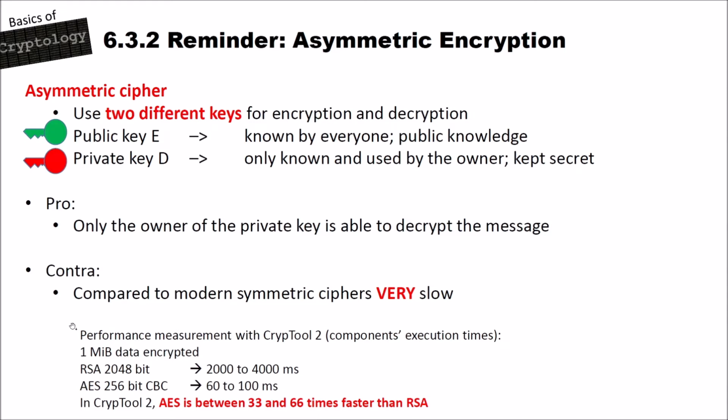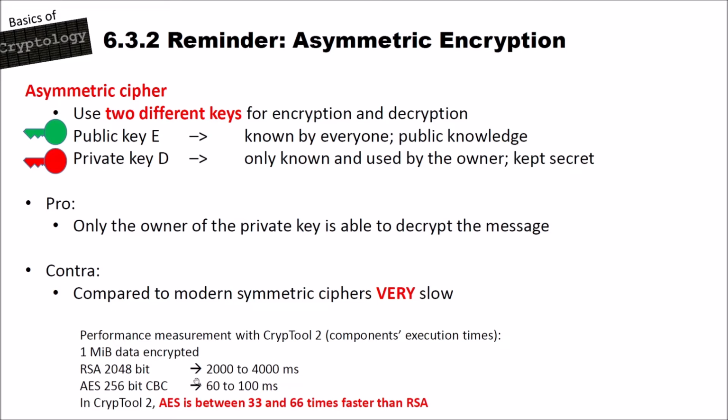So what did I do? I encrypted 1 megabyte of data using RSA with 2048-bit, and I encrypted the same data with AES 256-bit in cipher block chaining mode. And here you have the difference.